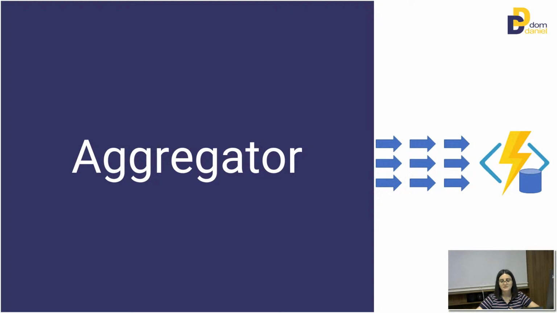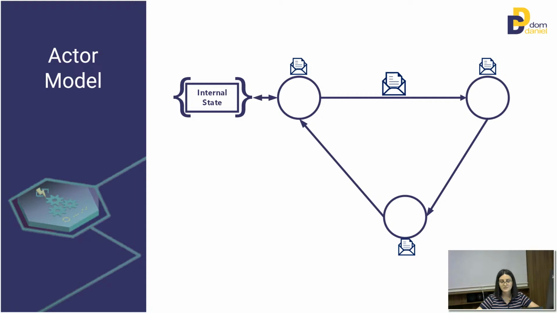So, durable entities and this aggregator pattern were modeled using something like actors. At first, let's have a look at the actor model. The actor model in computer science is a model of concurrent computation. It treats actors as the universal primitive of concurrent computation. In response to a message that an actor receives, it can make local decisions, create more actors, send more messages, and determine how to respond to the next message received.